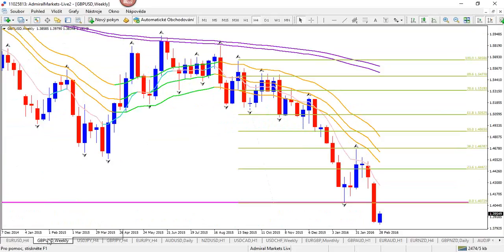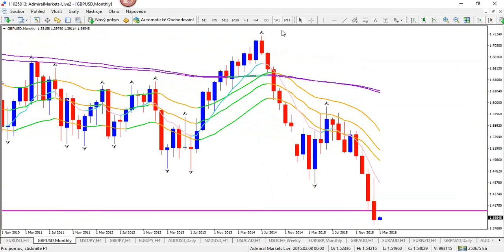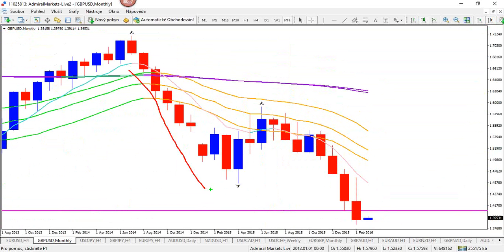All right, pound USD, big weekly down candle, and monthly too. So at this moment, very bearish. We have a bottom here around 134-ish, I think it is, 135. So we had a strong momentum to the downside, pullback, and the price basically turning back down on this month.